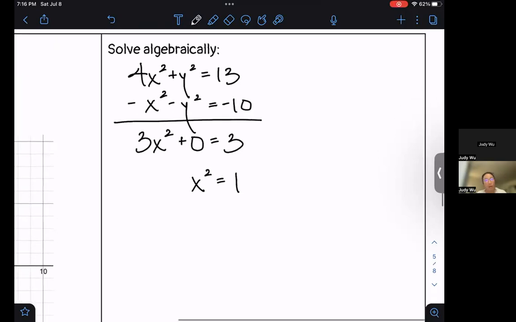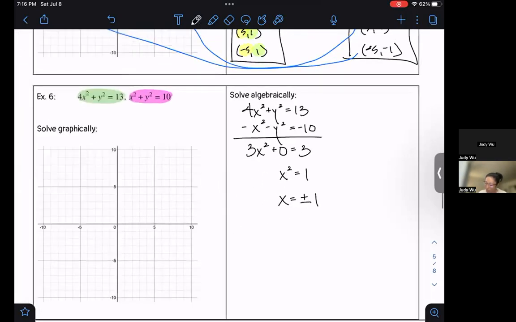And now I'm going to go ahead and take the square root of both sides, but I am definitely going to remember that I have plus or minus the square root of 1. Okay. So what does this give me? This gives me x values, but I'm going to need to go ahead and find y values. And so I can do that by choosing either the green or the pink to plug in my x values. Now, the pink has slightly smaller numbers, so I'm going to go with the pink one, but it doesn't really matter which one you use.